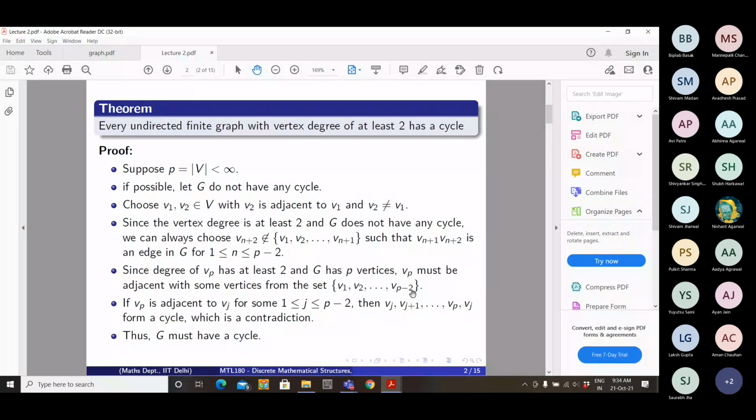So if Vp is adjacent to Vj, then we have the path Vj+1 up to Vp, and again Vp is adjacent to Vj, so we have the cycle: Vj+1 up to Vp and again Vj. So G must have a cycle. Is it clear?